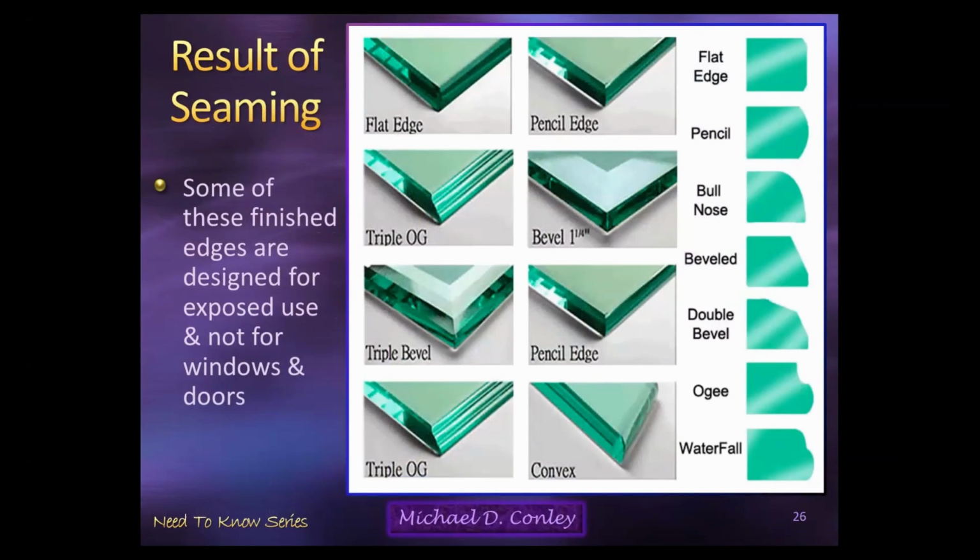As a result of seaming, you can see where the glass is green here. That's the natural color of glass, unless they're able to lower the chemicals, the minerals in it, to make it clear. Some of these finished edges are designed for exposed use and not for windows or doors.